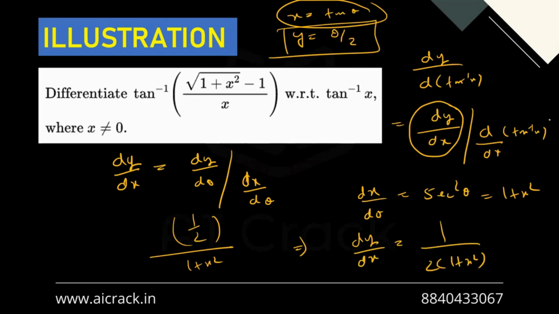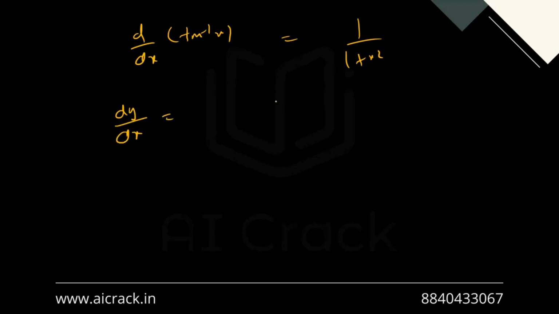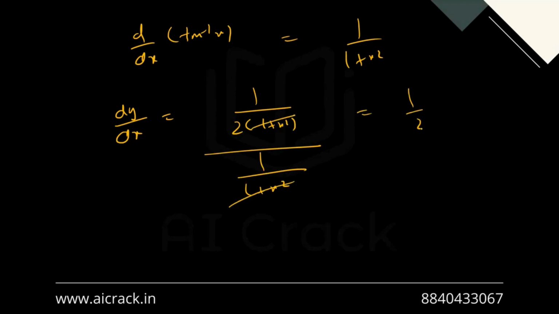Now if we talk about this portion, d by dx of tan inverse x, we all know that this is 1 upon 1 plus x square, right? Now what we have to do, we have to calculate dy by dx. Basically 1 upon 2 times 1 plus x square divided by 1 upon 1 plus x square. This gets cancelled out. What we have got? We have got 1 by 2 as the answer, right?